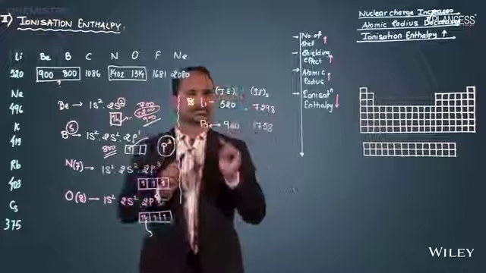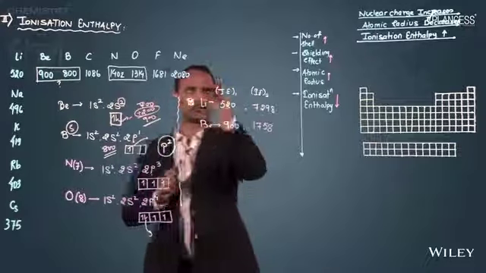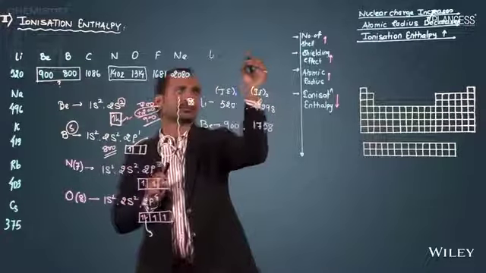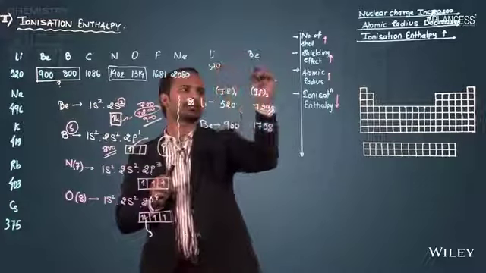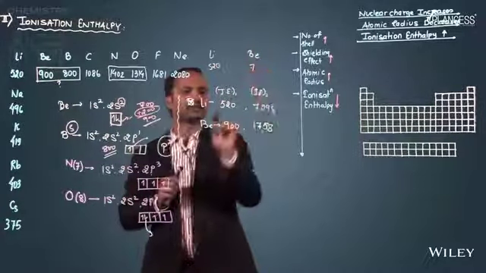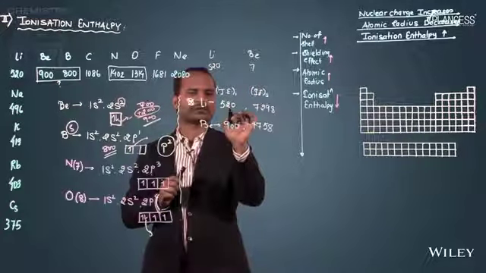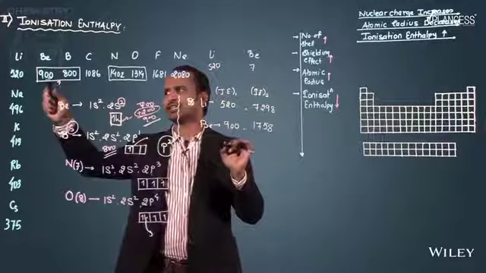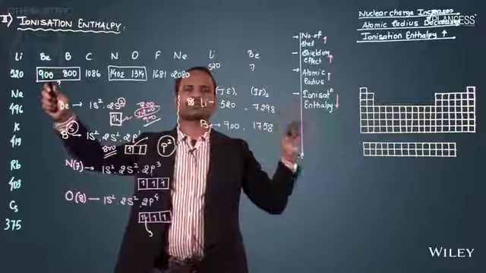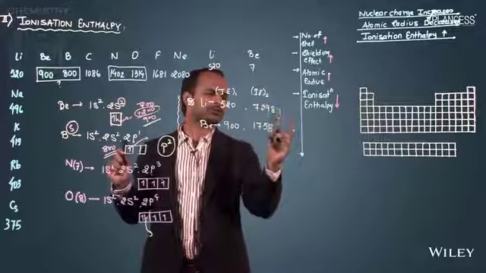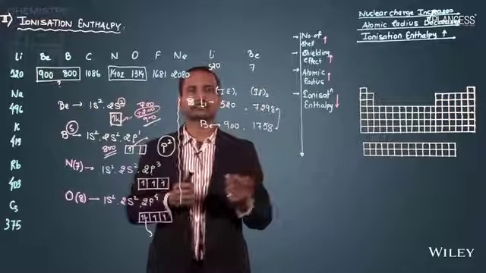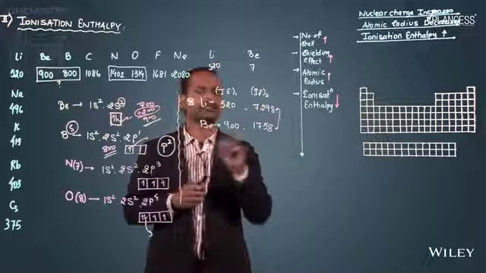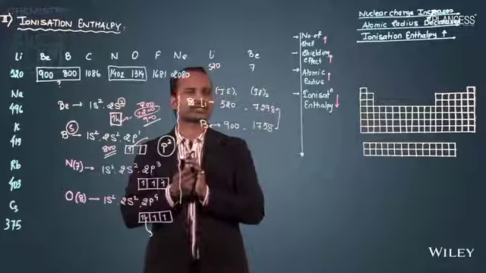Now here the question arises. Lithium comes first and beryllium next. The first ionization enthalpy of lithium, 520, is less than that of beryllium, 900, as expected because beryllium comes on the right-hand side. But when we talk about the second ionization enthalpy, we observe exactly the opposite. The second ionization enthalpy of lithium is more, while that of beryllium is less. Why is this happening?